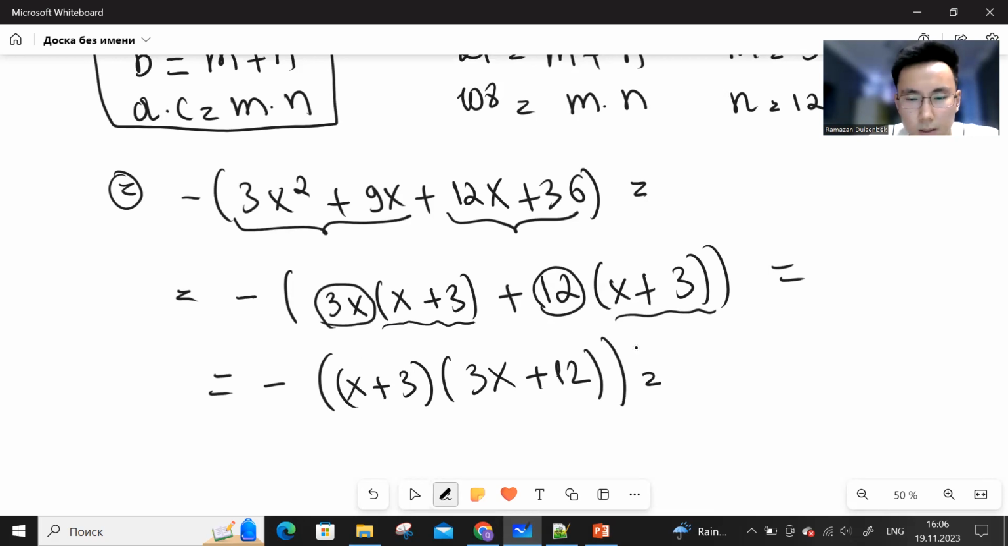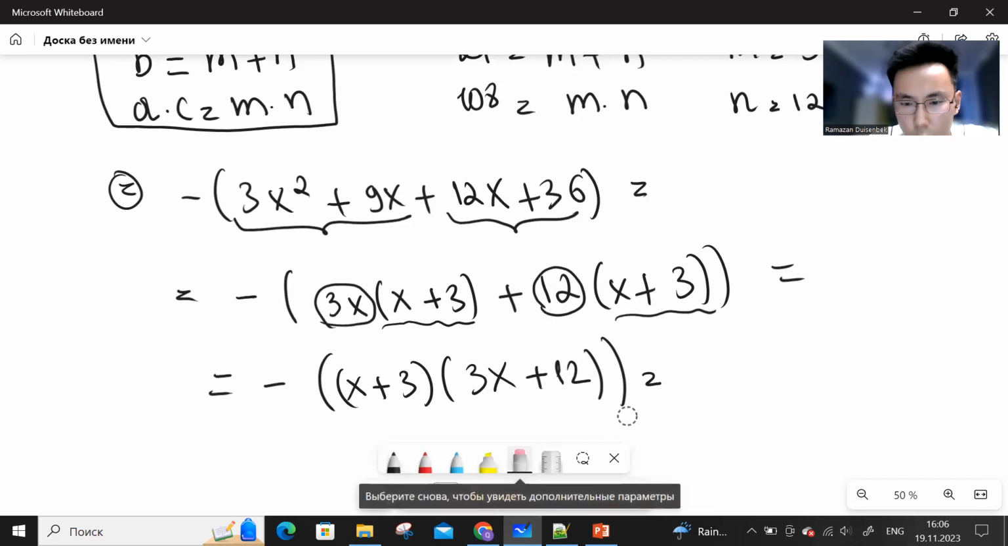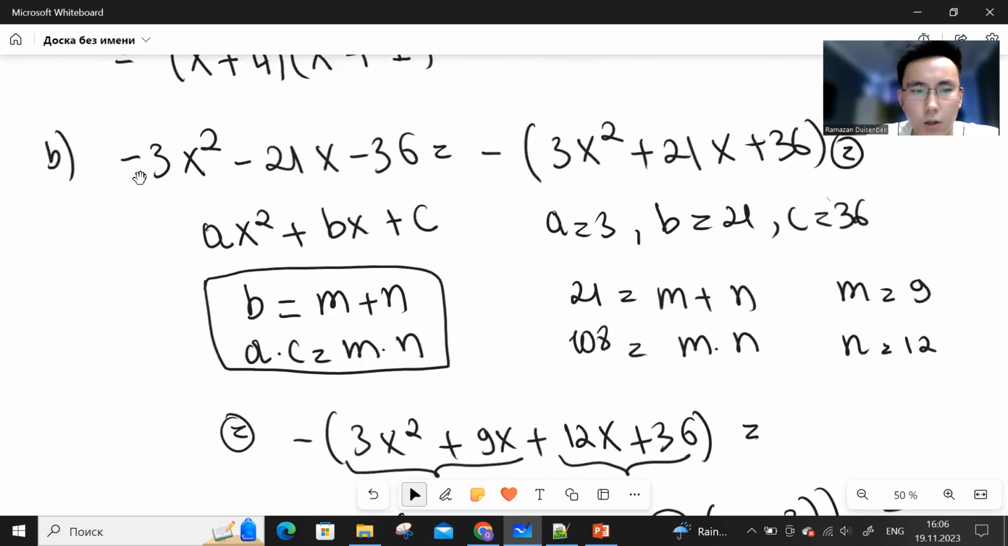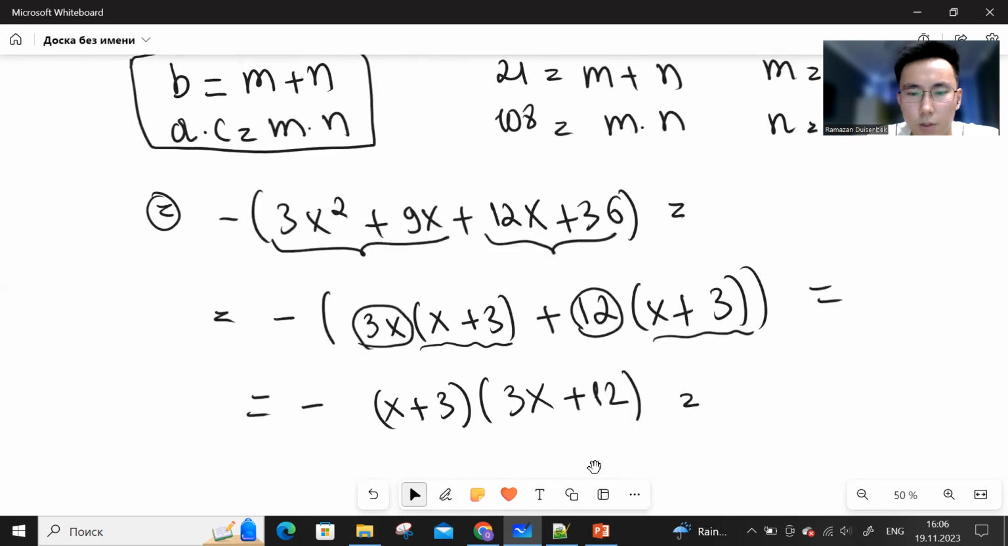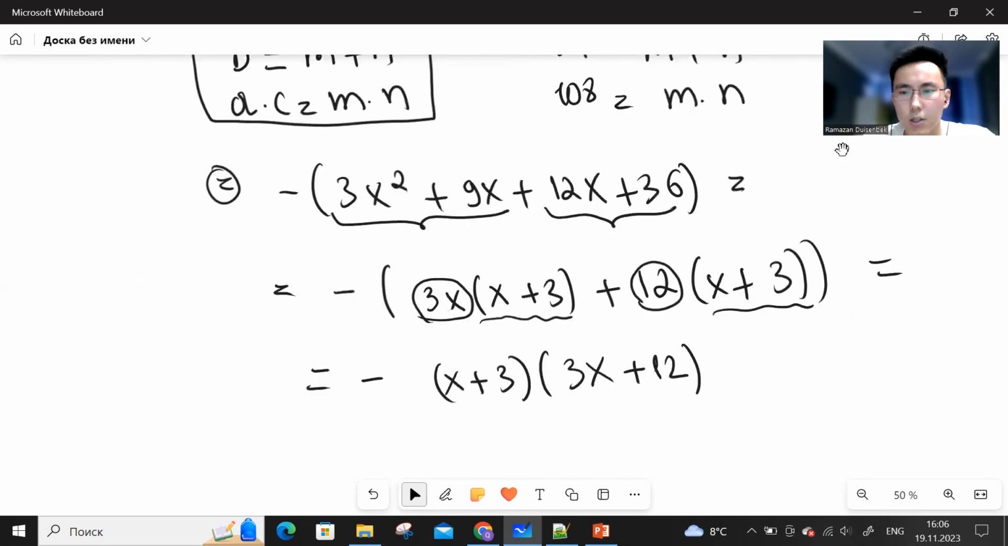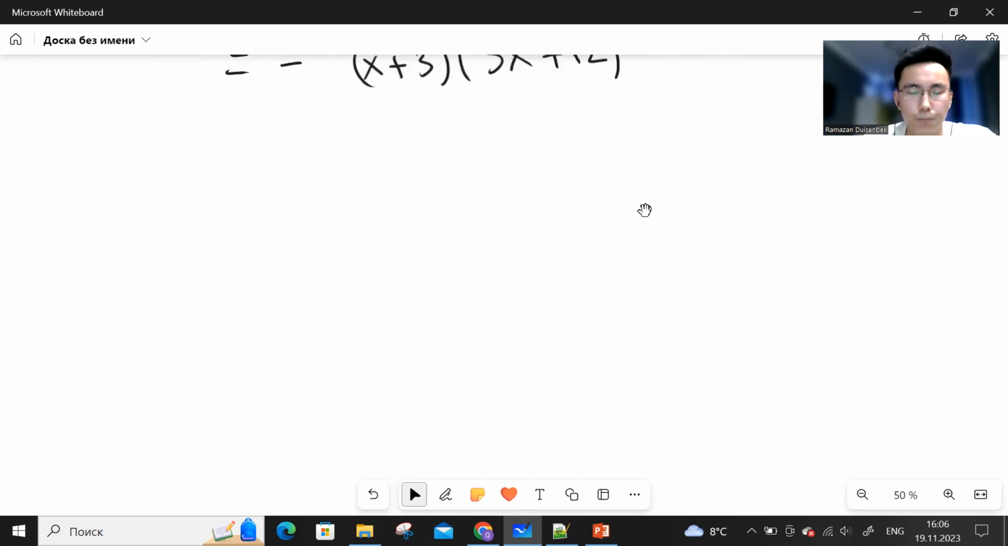Теперь я уберу вот эту скобку. И у меня получается вот этот trinomial, и мы можем написать его как умножение вот этих двух скобок. Вот. This is called factorization. Факторизация. Қазақша жіктеу деп аталады. Factorization.